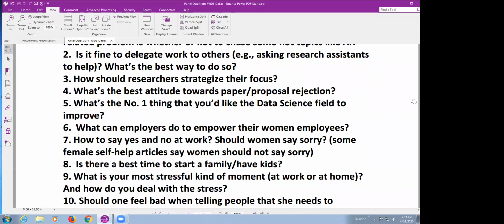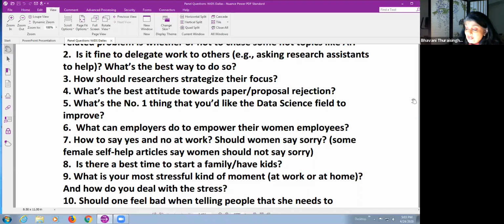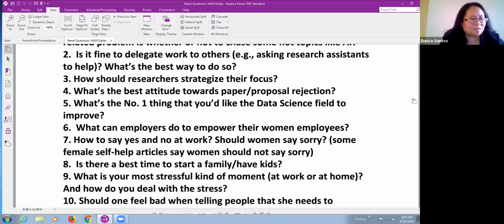That's a good answer. So Eunice, I want you to answer this question, the next one, number 6. What can employers do to empower their women employees? So I think that there are a lot of different ways. One of the things when you want to empower women employees is to actually empower them, put them in positions in which you can see that they have a role towards leadership.